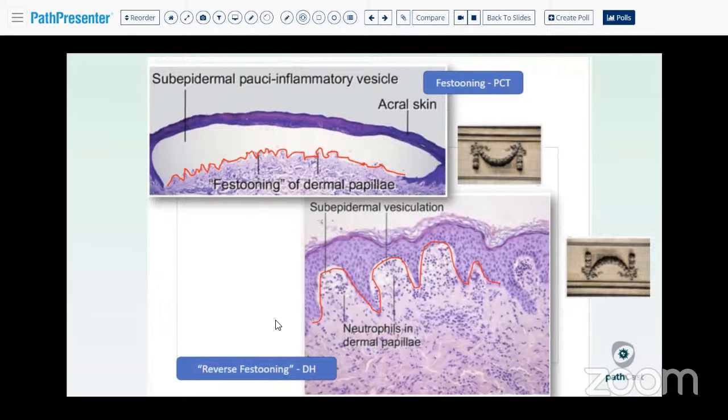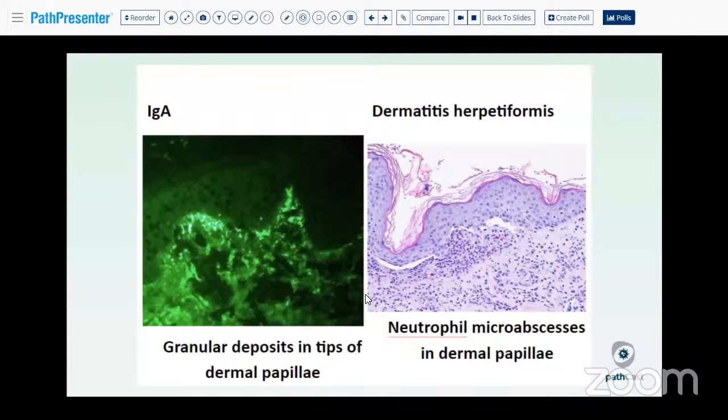In dermatitis herpetiformis, we have an upside down or a reverse festoon because the dermal papillae are retaining their shape, and that's a ragged reverse festooning appearance. On DIF, we see granular deposits of IgA in the dermal papillae.